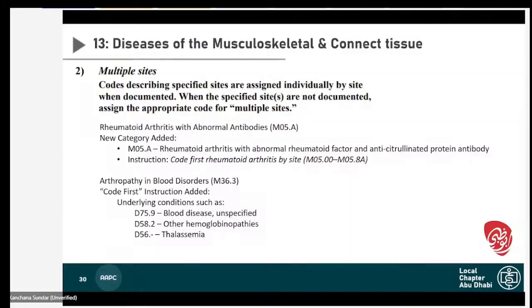That's the catch here. And next one is arthropathy in blood disorders. Code first the disease, and arthropathy in blood disorder is a new category. Please be informed.